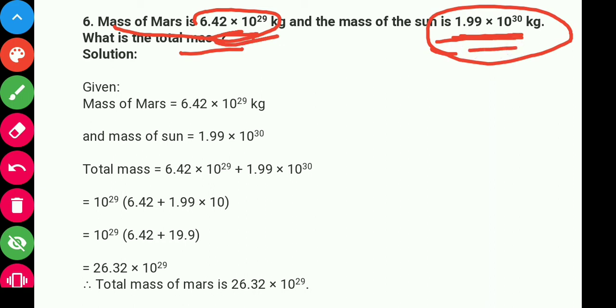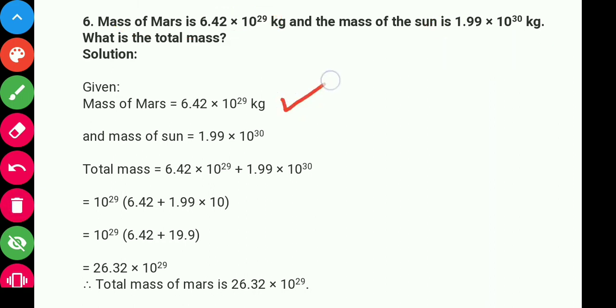Okay, so here the given mass of Mars is 6.42 into 10 to the power 29 kg, and the mass of the Sun is 1.99 into 10 to the power 30 kg. So the total mass will be the sum of both masses. So 6.42 into 10 to the power 29 and 1.99 into 10 to the power 30.